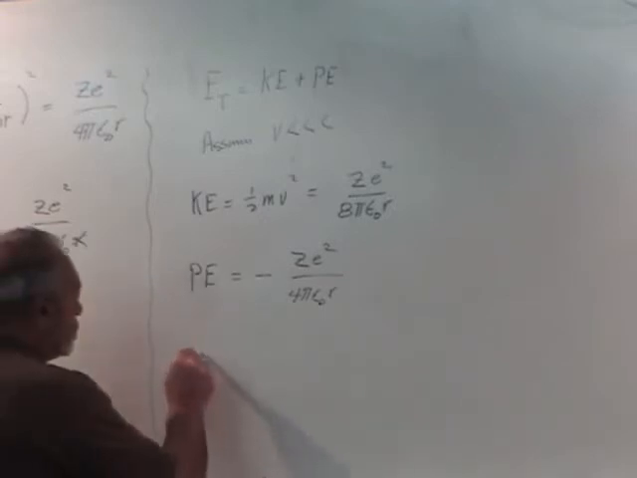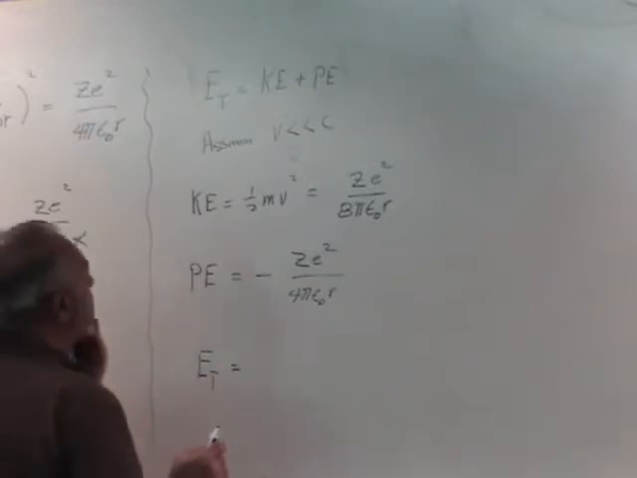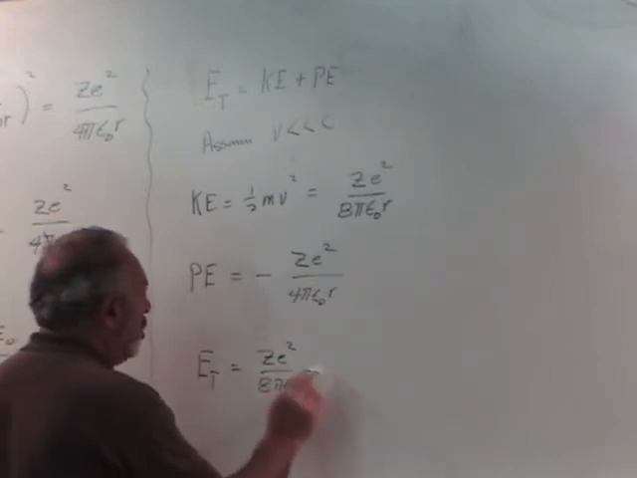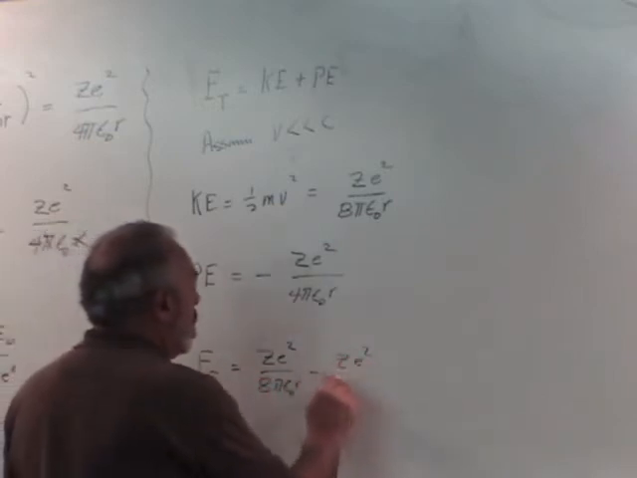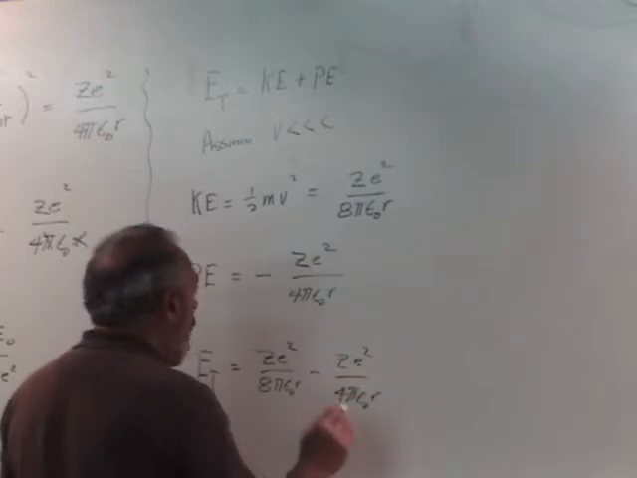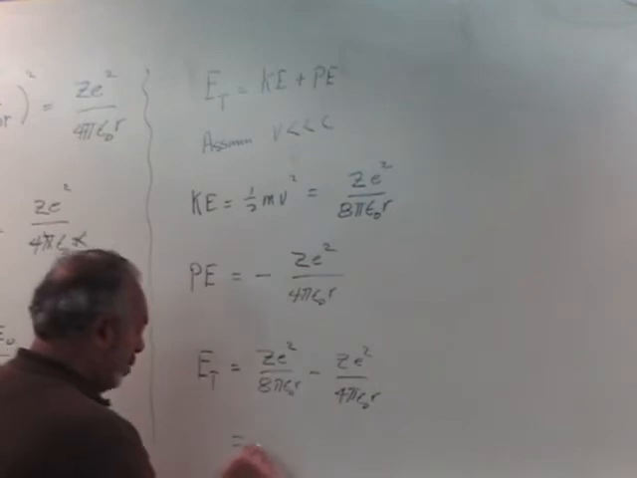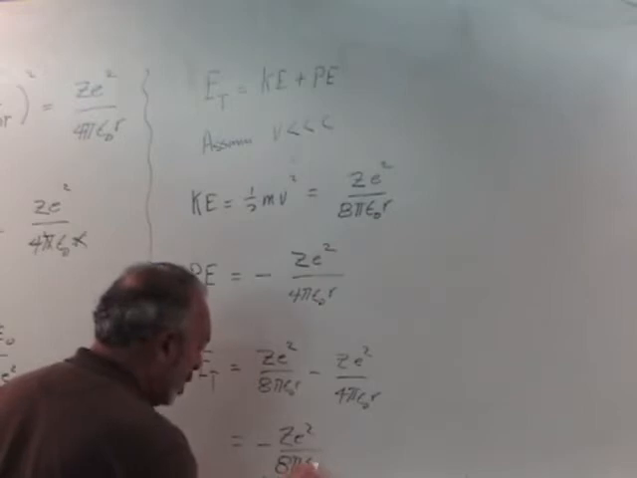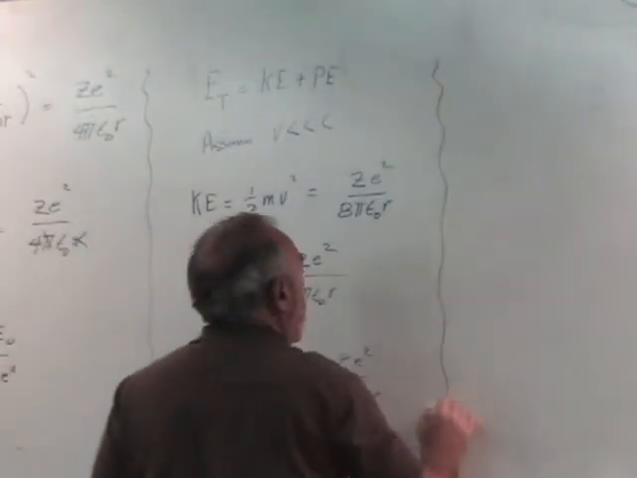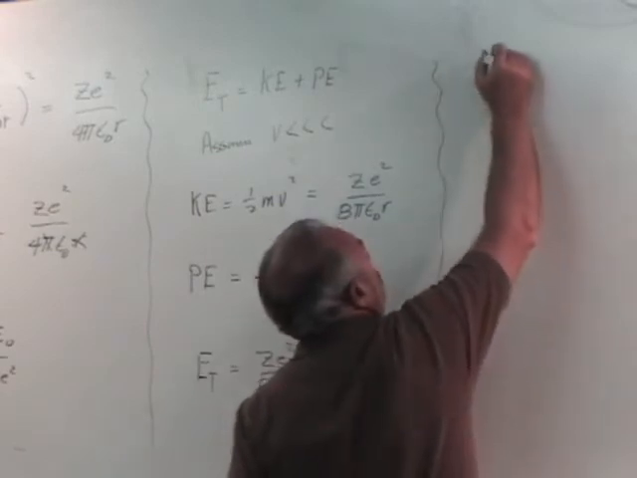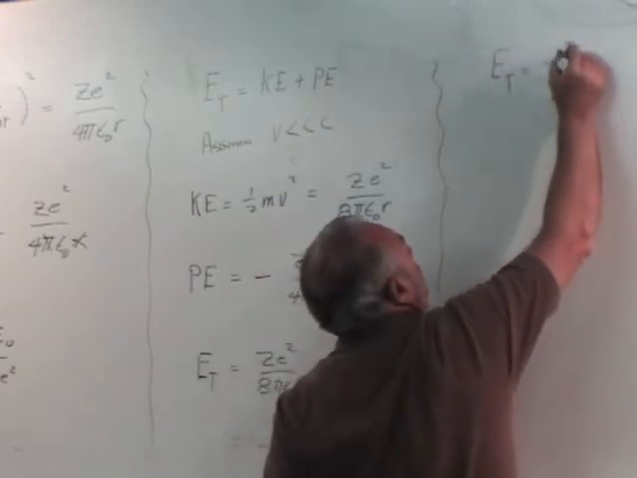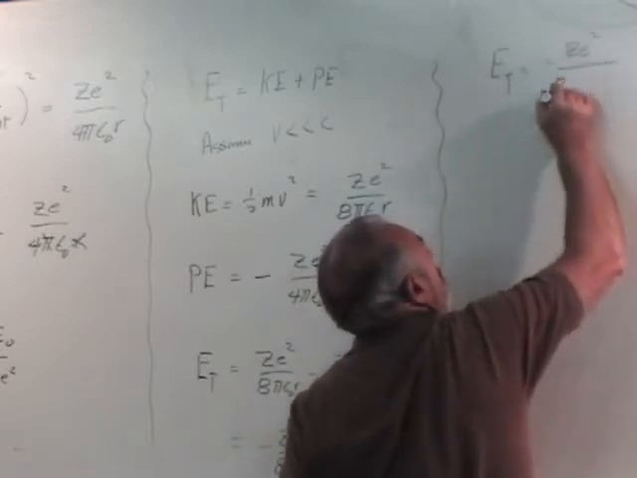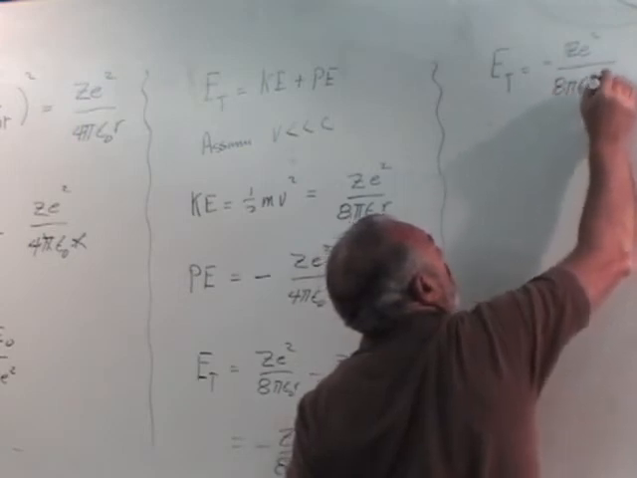Now we can write down the total energy. Energy total is going to be kinetic energy, ZE squared over 8 pi epsilon naught R, minus ZE squared over 4 pi epsilon naught R. Obviously, that then becomes minus ZE squared over 8 pi epsilon naught R. I'll write it again up here because I know I'm squeezing it down here. So energy total is minus ZE squared over 8 pi epsilon naught R.